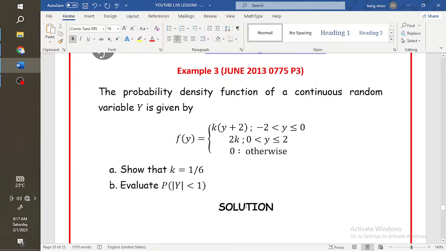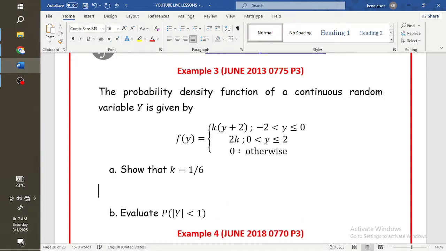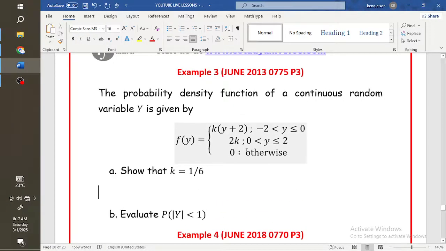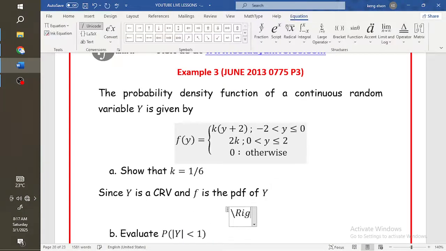Okay, in fact, there's no even need to put solution. I just have to be solving under every equation. So how do I show that k is equal to 1 over 6? I also use the fact that since y is a continuous random variable and f is the probability density function of y, it implies that the integral, now you realize that there are two different bounds.